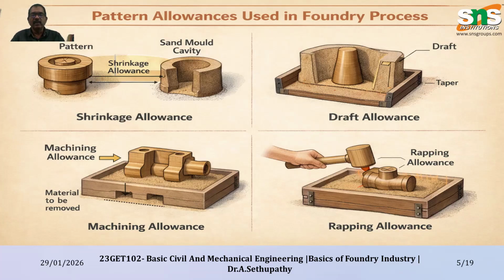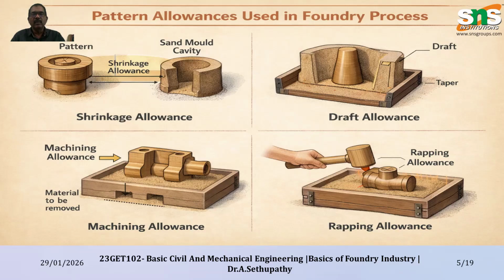Another one is warping allowance. Warping means that when we use the patterns and remove them from molds, we get some clearances. That is called warping allowance. We make a pattern with these allowances, and after the casting, with some processes we get the exact product size. These are the pattern allowances mostly used in the foundry process for making patterns and castings.